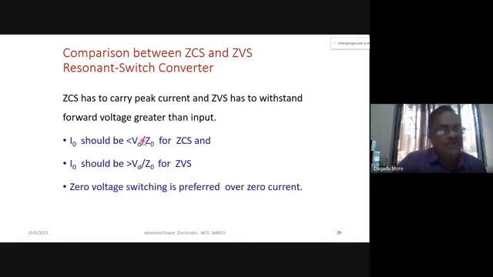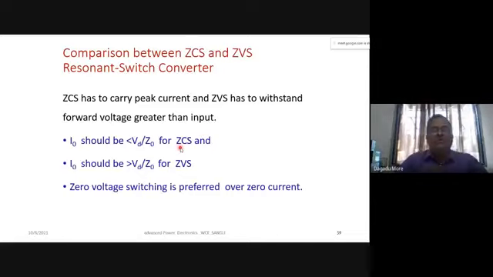You know the input voltage. We find out VD by Z0, that value of current. In case of ZCS, the output current should be less than this. Whereas in case of ZVS, we find out this VD by Z0 and our output current should be greater than VD by Z0. So this is the proper operation.